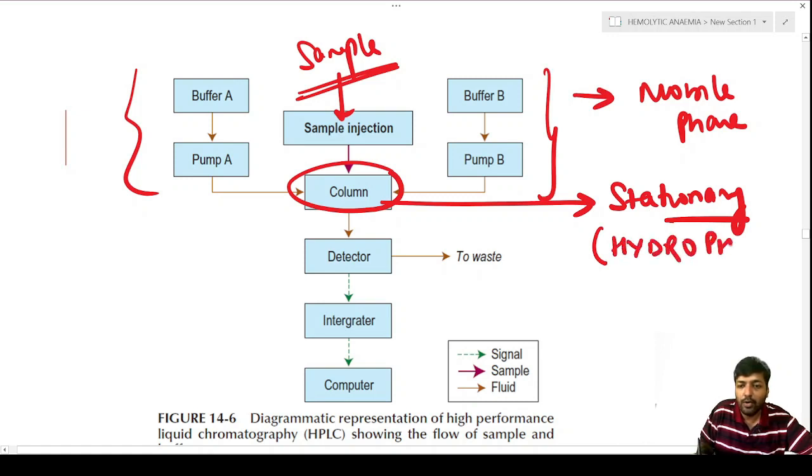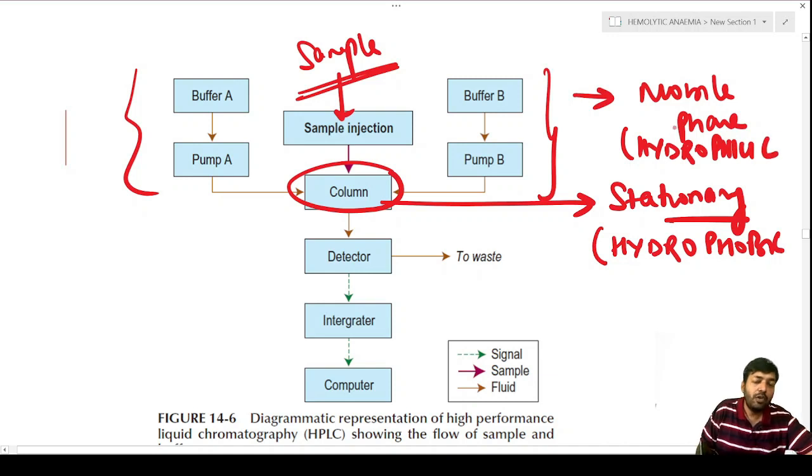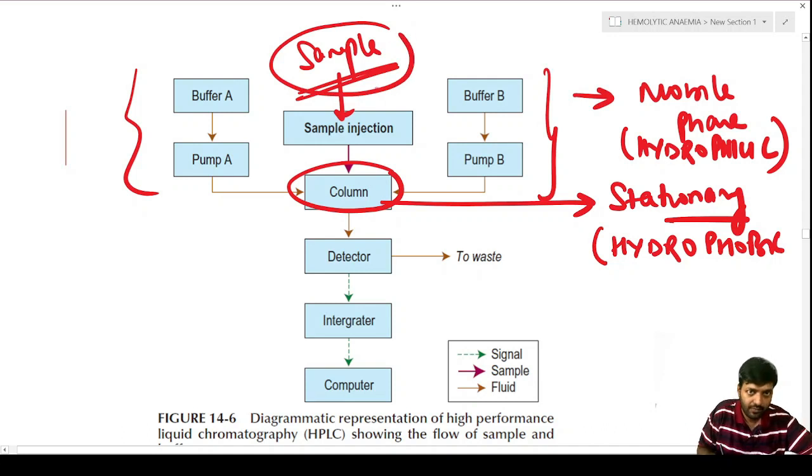Okay, the stationary phase is hydrophobic in nature, whereas the mobile phase is hydrophilic in nature. So remember one thing: the stationary phase is hydrophobic and the mobile phase is hydrophilic. So always remember that whatever sample I am giving, for example, I have injected some sample over here.